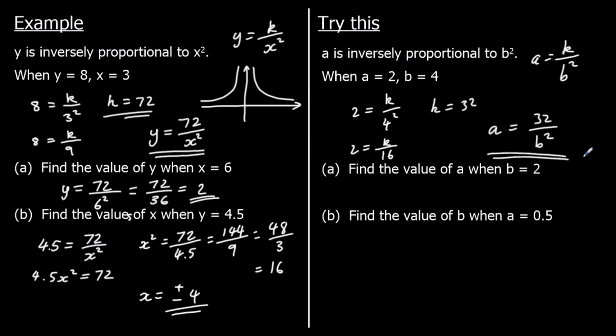Find the value of A when b is 2. So A is 32 over 2 squared. So 32 over 4, which is 8.